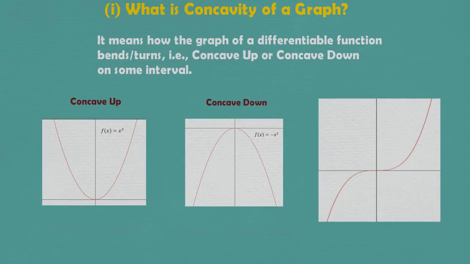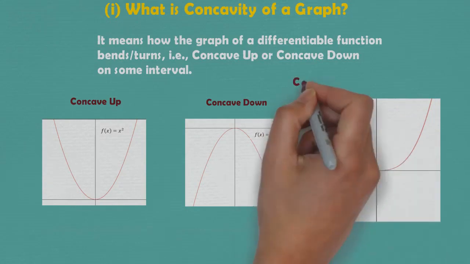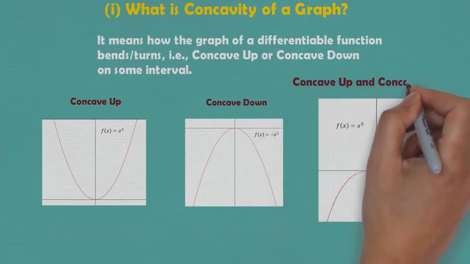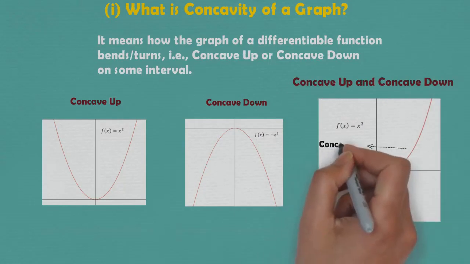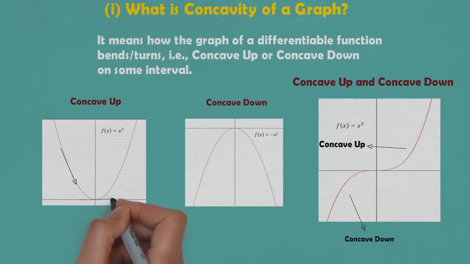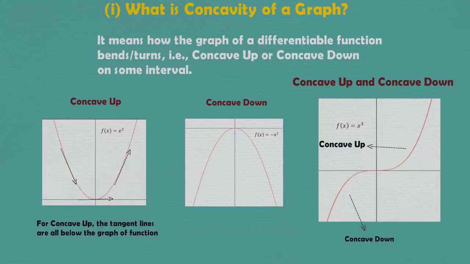Similarly, a graph can be both concave up and concave down, just like the graph of x cube. The portion from minus infinity to 0 is concave down, and from 0 to infinity it is concave up. For concave up, the tangent lines are all below the graph of function. And for concave down, the tangent lines are all above the graph.